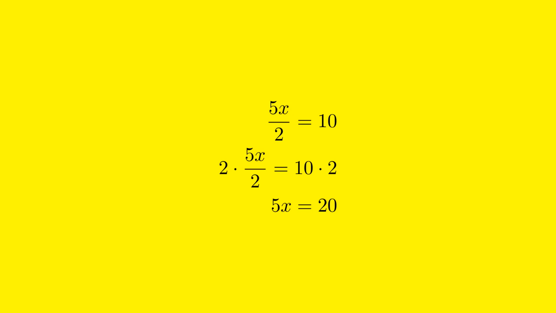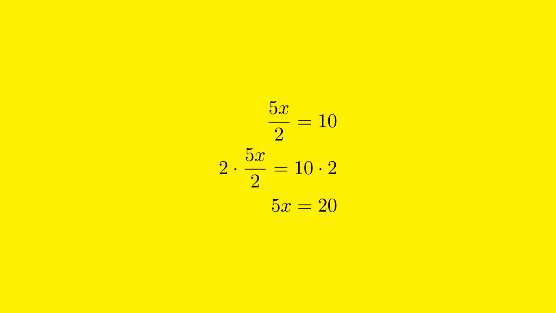To solve for the variable x in the equation 5x divided by 2 equals 10, we need to isolate x on one side of the equation. In this step, we'll eliminate the fraction by performing the opposite operation of division, which is multiplication. We see that x is being divided by 2, so we will multiply both sides of the equation by 2 to cancel out the 2 in the denominator.